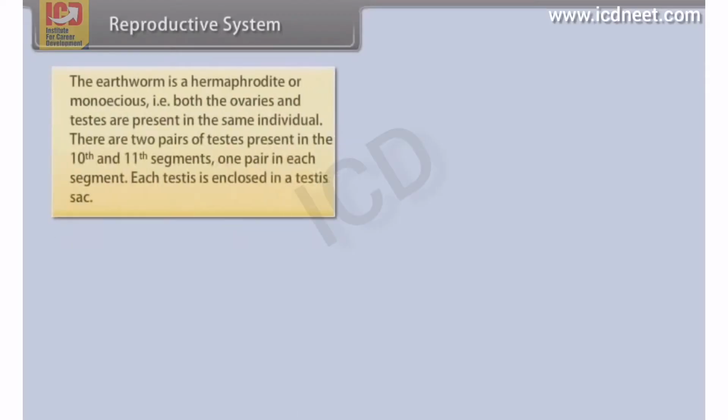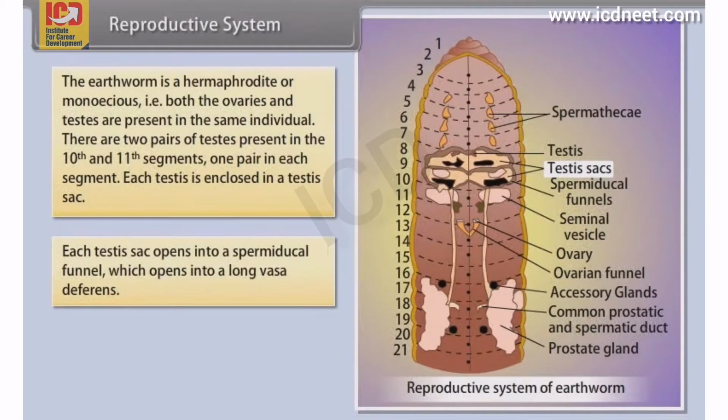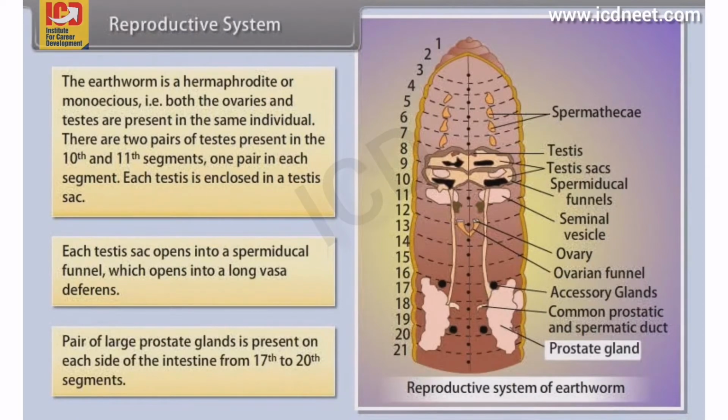Reproductive system. The earthworm is a hermaphrodite or monoecious. That is, both the ovaries and testes are present in the same individual. There are 2 pairs of testes present in the 10th and 11th segments, 1 pair in each segment. Each testis is enclosed in a testis sac. Each testis sac opens into a spermiducal funnel, which opens into a long vasa deferens. A pair of large prostate glands is present on each side of the intestine from 17th to 20th segments.